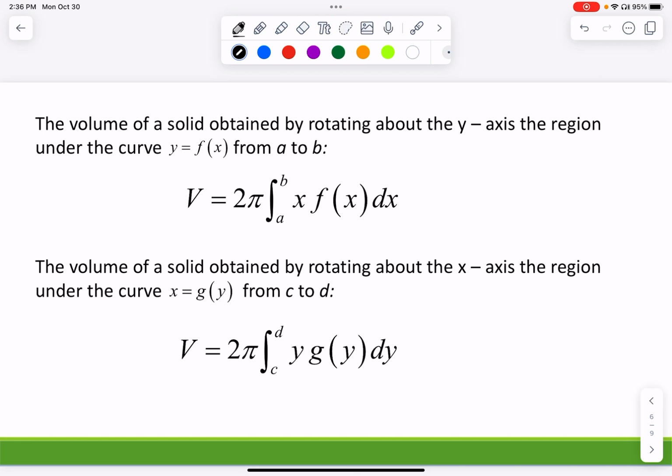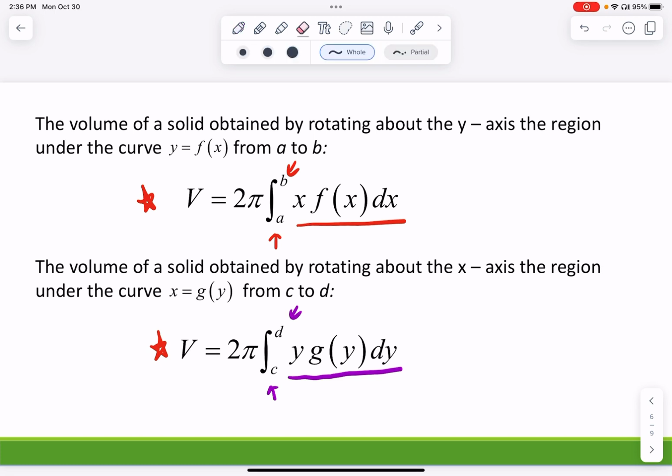So here are the two formulas. You may want to pause the video and write down these two formulas. Volume around the y-axis, notice again, everything's in terms of x. And then when we're revolving around the x-axis, everything is in terms of y. Again, pause the video, write those down.